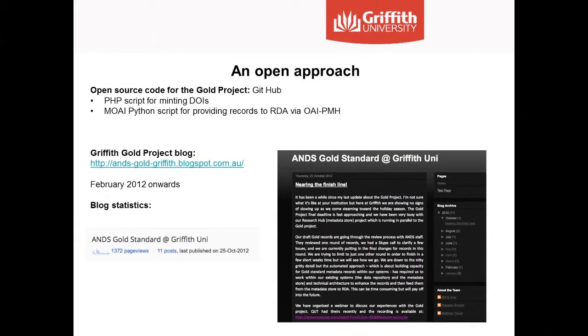We adopted an open approach for this project in accordance with ANS wishes to share the project experience and the lessons with the ANS partner community. The code we have developed for minting DOIs and for providing records via MOAI will be made available on GitHub at the conclusion of the project. And we also maintained a project blog from around February onwards. Of the 11 posts, there have been almost 1,400 views in total. And while there are a few comments, some people have contacted us directly after reading the blog, and we found the blog very useful in summarising our thoughts and in engaging with the ANS partner community.